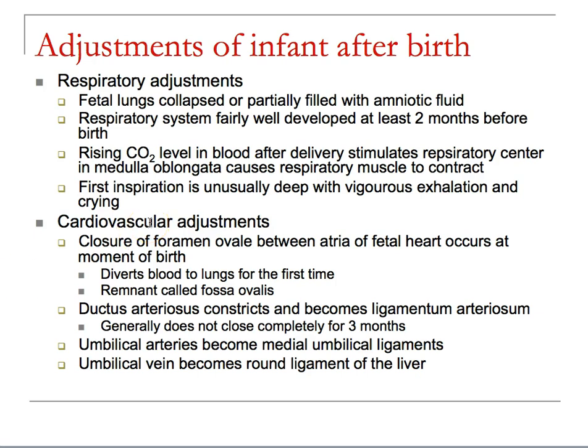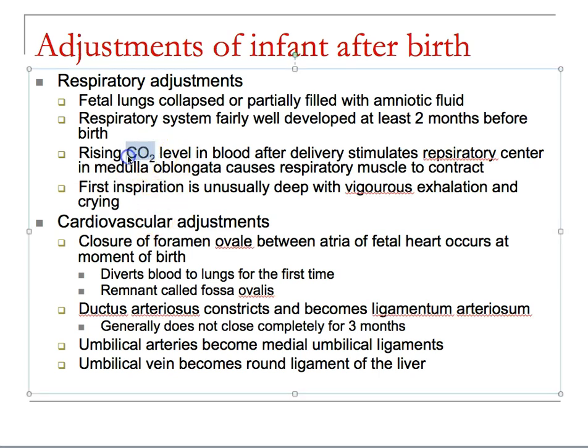As I've stressed multiple times now, you should pay attention to the fact that the fetal lungs have been collapsed. They have amniotic fluid inside of them, and the rising levels of carbon dioxide are going to create stress, and it's being monitored inside the medulla, which is why we learned about all of the cranial nerves inside chapter 18, where you're measuring the amount of carbon dioxide, and that's what actually causes the vigorous exhalation and crying.